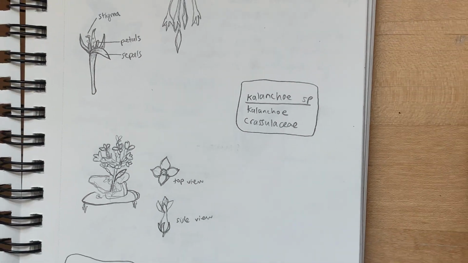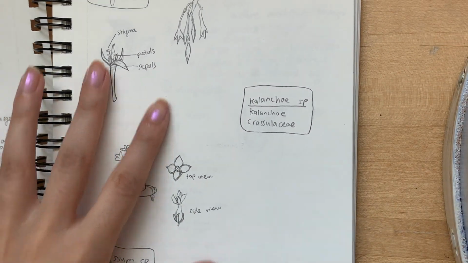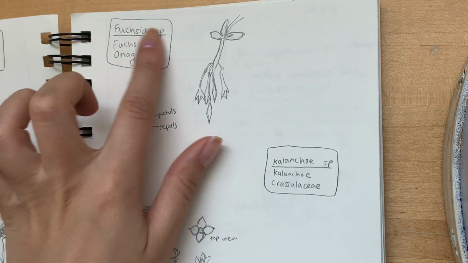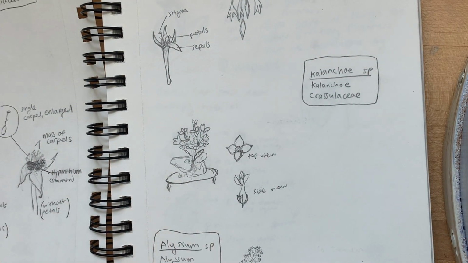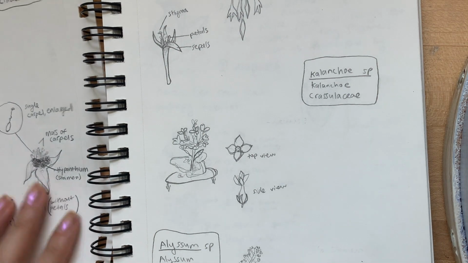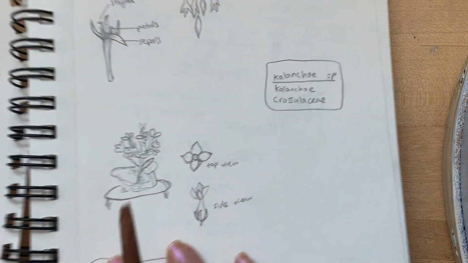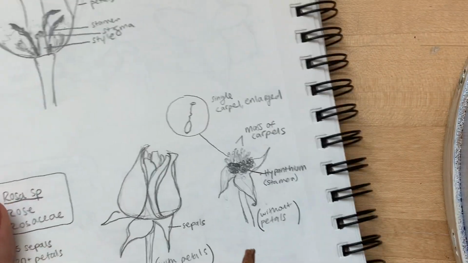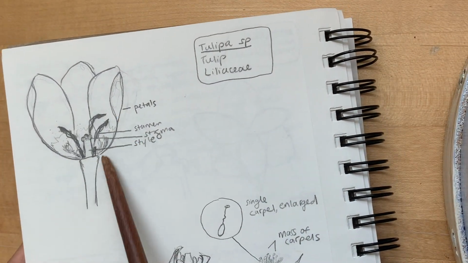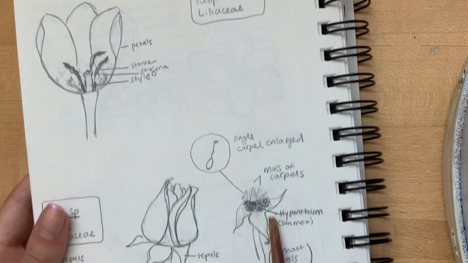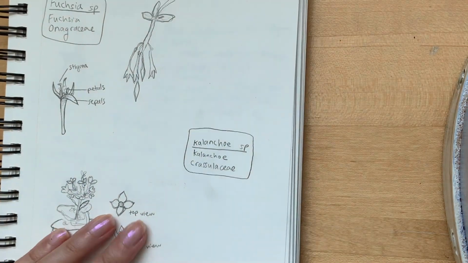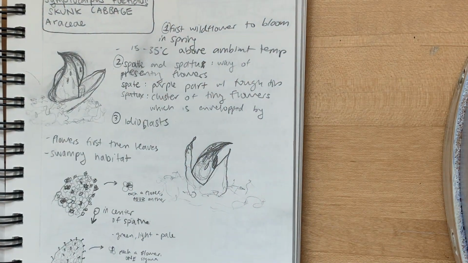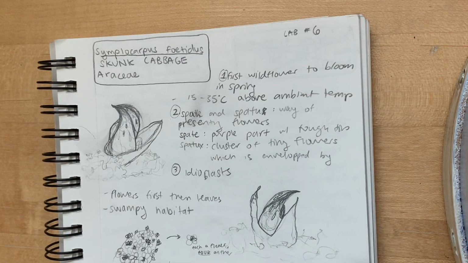Let's move you out. We have a fuchsia, alenoki, alyssum. There's a rose and tulip on this page. You can see an interior view there, and then a few views of the rose. And that brings us out of our florals until we get back into the spring ephemerals.